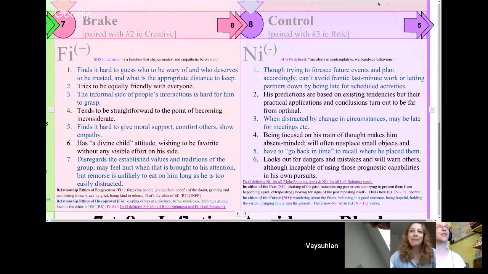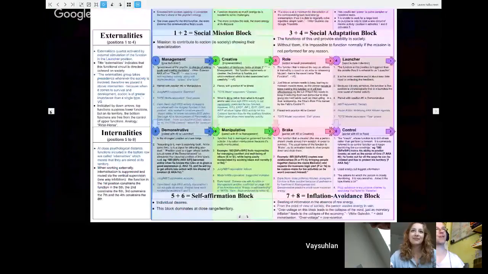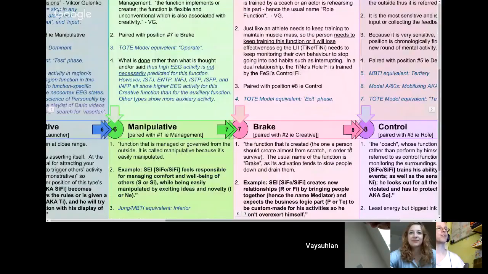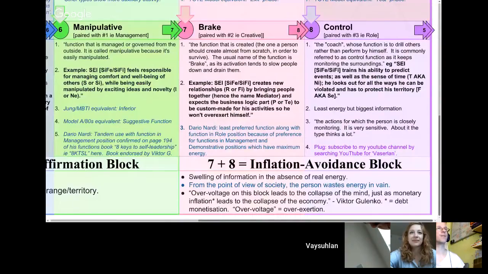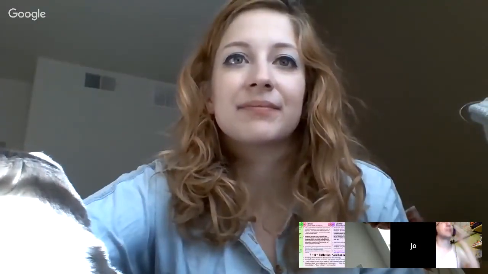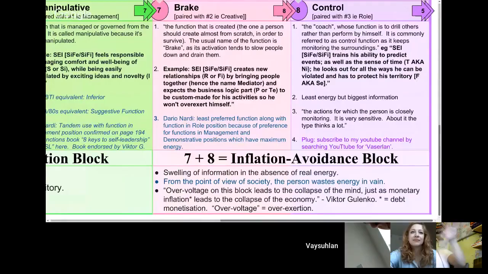Yeah. And because you're going to give me a little bit of time, although not too much, I will actually show you a little bit of theory on this block. Right, okay, here we go. Inflation avoidance block. If you can see that. Now, there's a little bit here where Maria translated this, and we didn't really quite know what it means. Like when it said the function that is created, the one a person should create almost from scratch in order to survive.